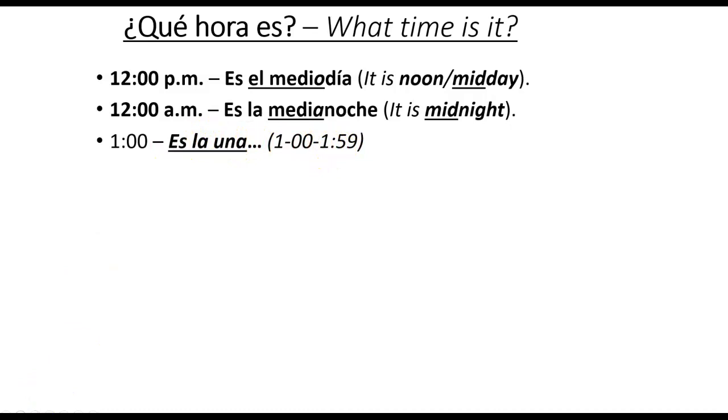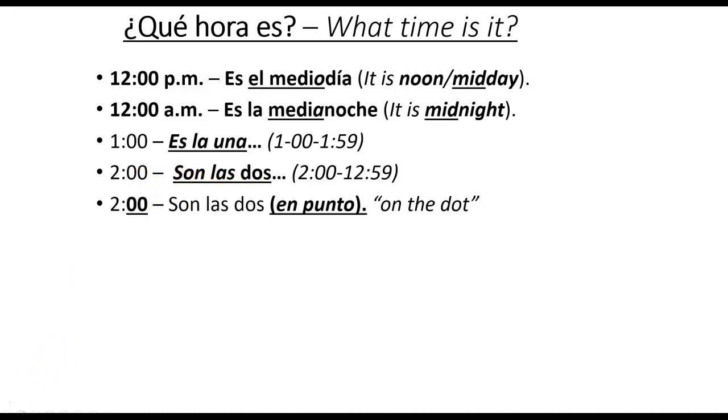But once it hits 2 o'clock, it becomes plural because it's multiple hours past 12. Son las dos. So you use that for every hour from 2 o'clock all the way to 12:59. So if it was 3 o'clock, you would say son las tres. And if it was 4 o'clock, son las cuatro. But what if you want to add minutes? So if you want to say on the dot, like 2 o'clock on the dot, you would say son las dos en punto, literally on the dot.